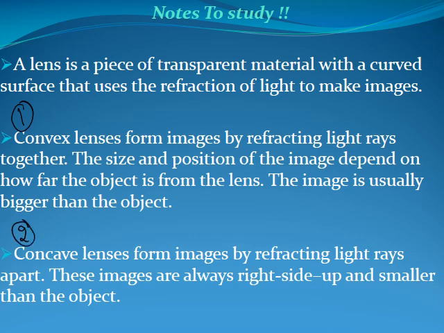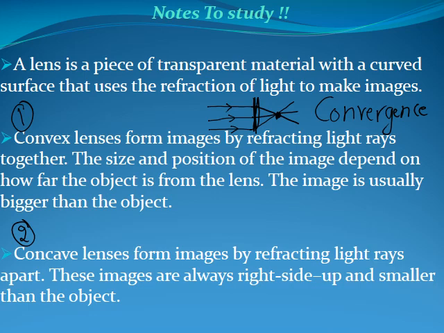What are convex lenses? Convex lenses form images by refracting light rays together. Meaning that here we have a lens. Imagine this is a convex lens. Light rays, we have these rays, 1, 2, 3, and this is the direction of the rays. They meet at the same point. They are refracted together at the same point. This refraction of light rays together is called convergence of light.